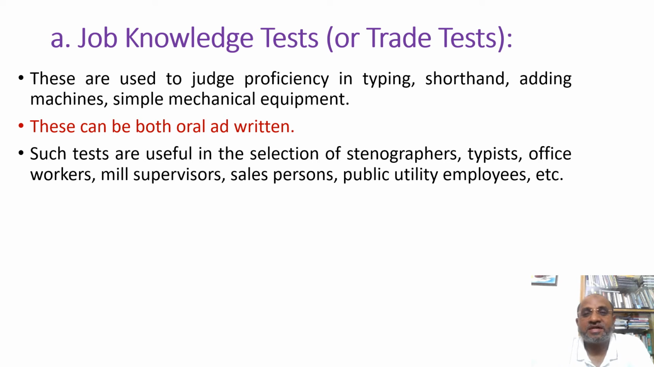Job knowledge test or trade test can be both oral as well as written. This is used to judge proficiency in typing, shorthand, adding machines, simple mechanical equipments. All those things will come here. Useful for selection of stenographers, typists, office workers, mill supervisors, salespersons, public utility employees. So for all those types of professions, we conduct this type of job knowledge test. It shows what he has the capacity to do, certain types of jobs, that's all.